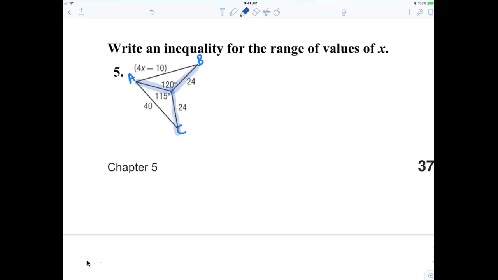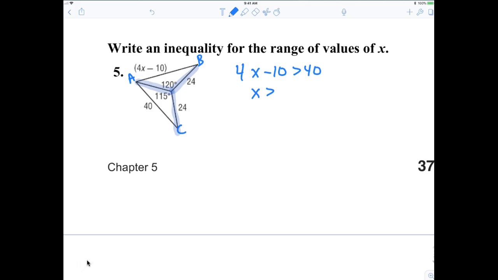So 4x minus 10 is greater than 40. That's exactly right. So I want everybody to write 4x minus 10 is greater than 40. Notice it can't be equal to 40. It has to be what? Greater than 40. Is everybody with me on that? Now when we solve that, what do we get? X is greater than what? 1.